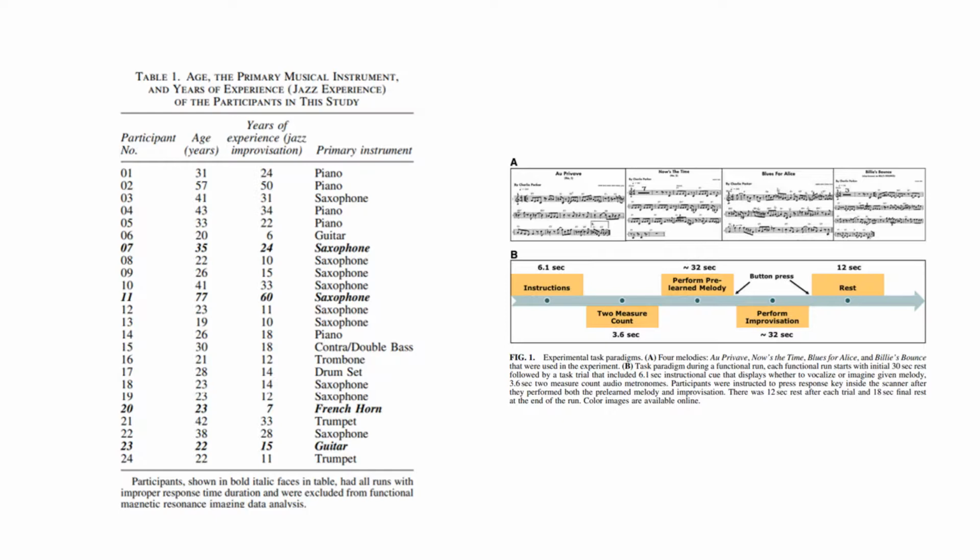This table depicts the participants. So you have the participant number, their age, their years of experience, and their primary instrument. These over here depict the 4 primary tasks. So the jazz musicians were told to memorize certain songs, and then they would perform that, and then they would have to go and improvise according to that song as well.